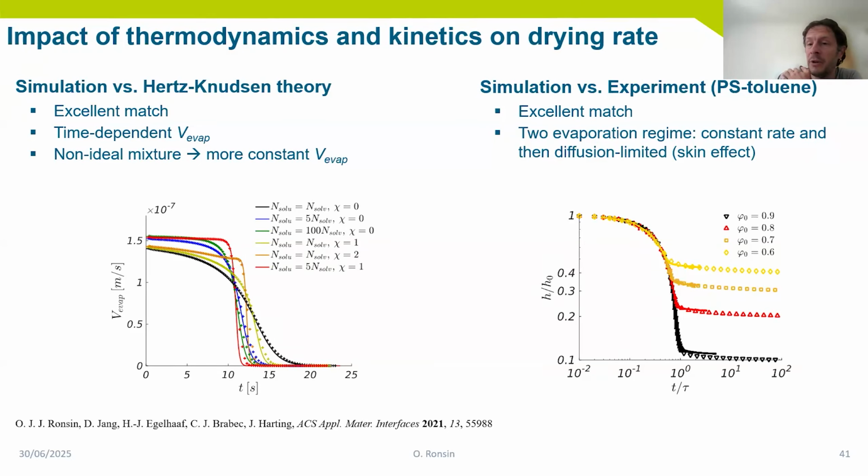So these are results of comparison for a PS-toluene mixture, where the dotted curves are simulation results in that case, and the full curves are experimental results for different initial volume fractions, and you see a beautiful match. What I want to highlight here is that this case is a little bit more complicated because actually we have a skin effect here, which means that due to the presence of the polymer, we have a skin of polymer which is building up at the top of the film.